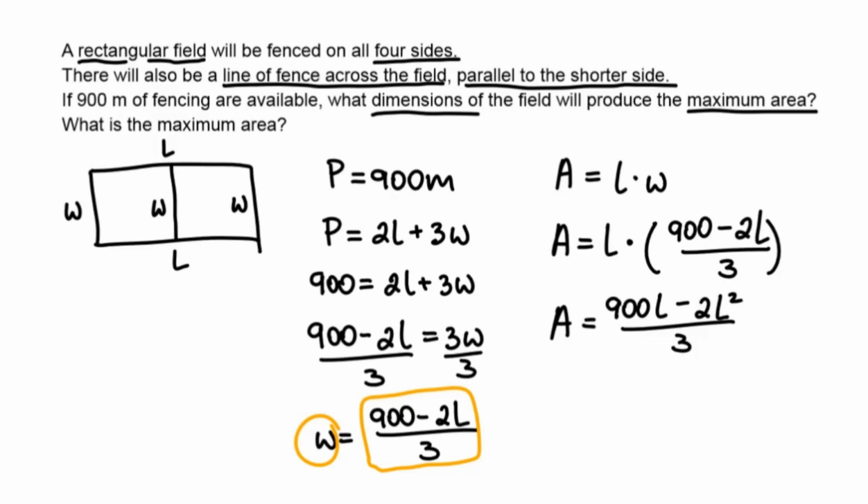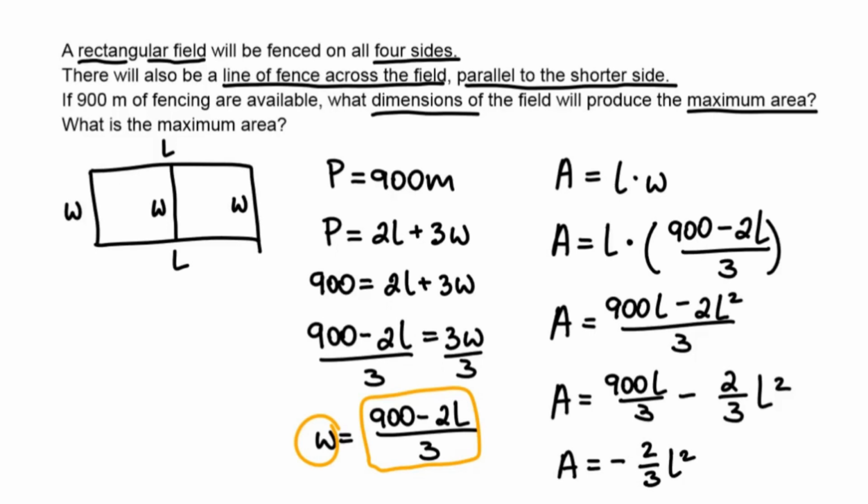And we can split it into two terms over the same common denominator. A equals 900L over 3 minus 2 over 3 L squared. Let's reduce the first term and rearrange so that it goes from highest to lowest: A equals minus 2 over 3 L squared plus 300L. So this is now the equation for the maximum area.